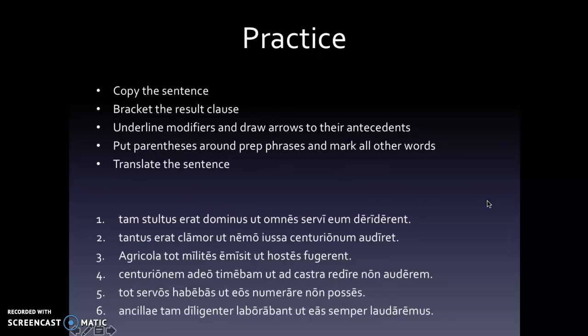Okay, let's do some practice. Copy down these 6 sentences, put brackets around your result clause, underline any modifiers and draw arrows to their antecedents, put parentheses around your prep phrases, mark as many of the other words as you can, and then translate.